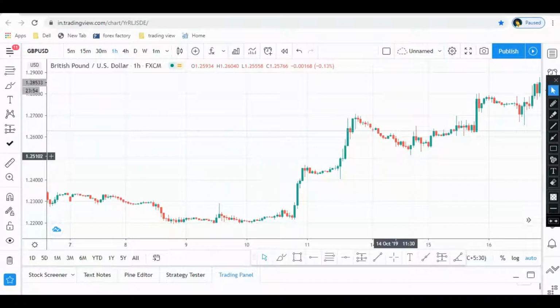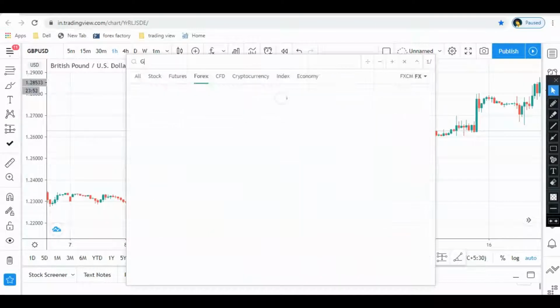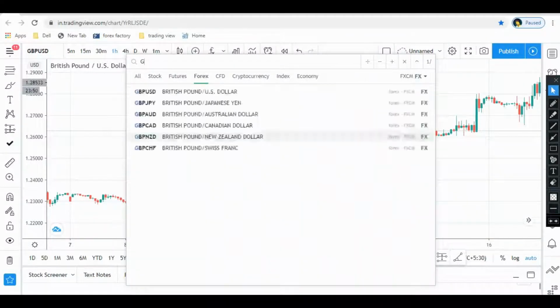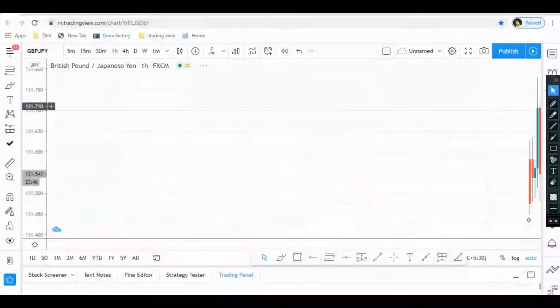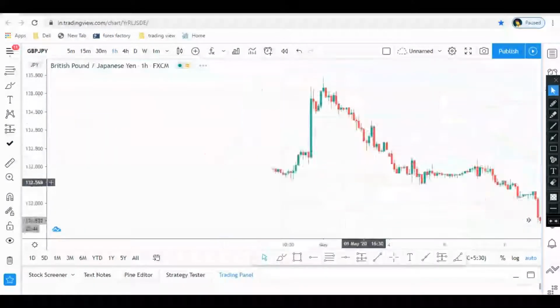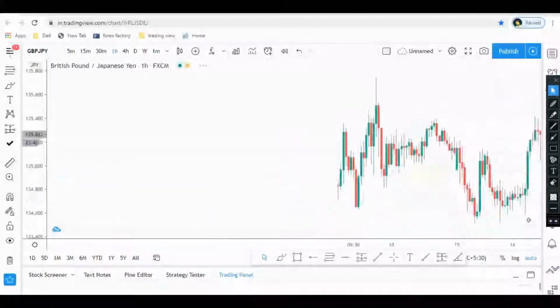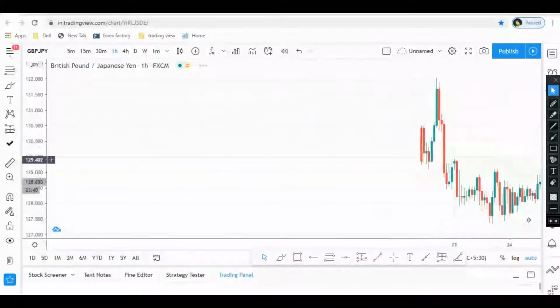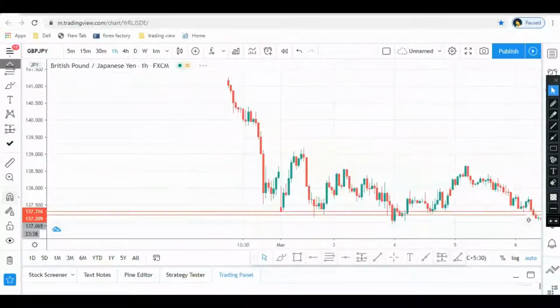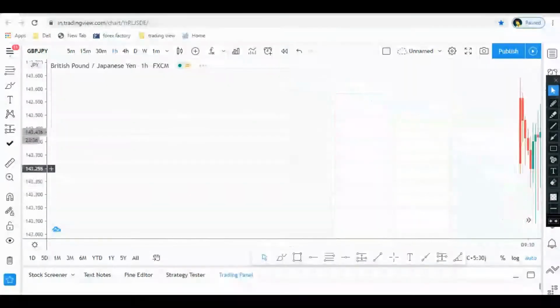Let me give you another example, and let's switch to the GBP/JPY. This is a very highly volatile pair. It will give you a very quick profit. So let me delete all the lines.